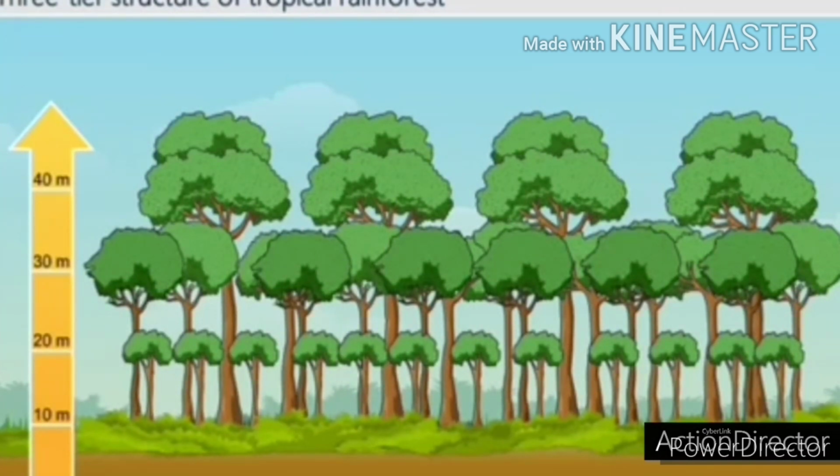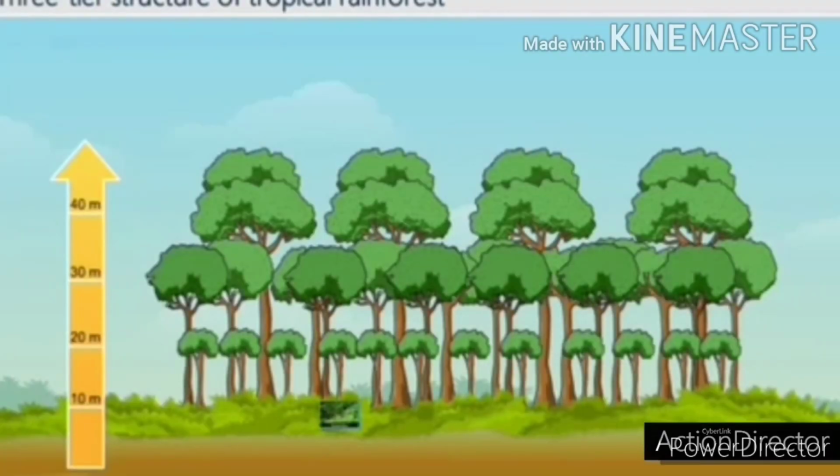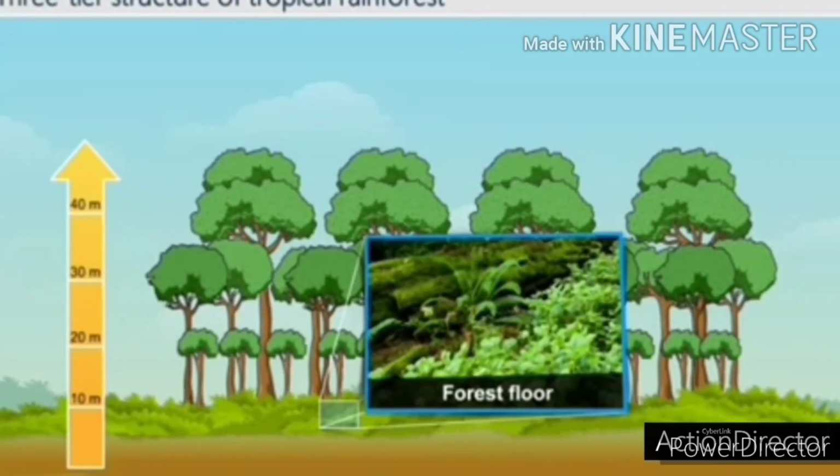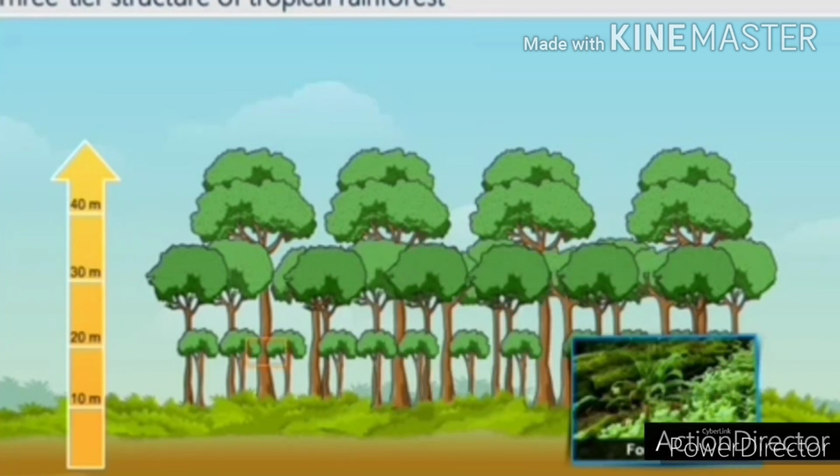The equatorial forests experience tropical climate since they are found near the equator. It is hot and wet throughout the year, and rainfall is heavy and frequent. The forest is divided basically into 4 layers. The emergent layer.